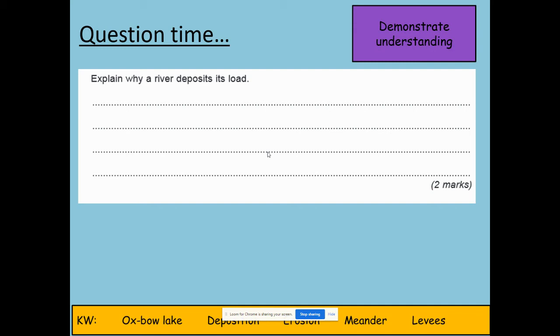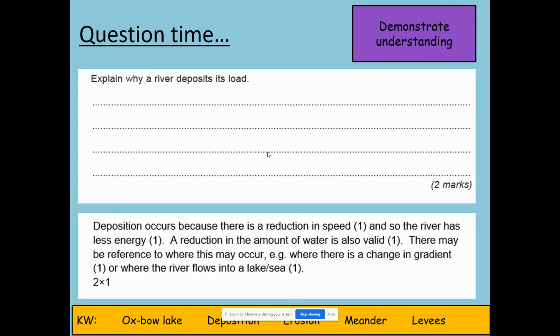Right, so let's have a look at this one then. Explain why a river deposits its load. What could we be including in that 2-mark answer? Well, first of all, deposition occurs because there is a reduction in speed. So the river has lost energy. You could put a reduction in the amount of water. That would also be valid.